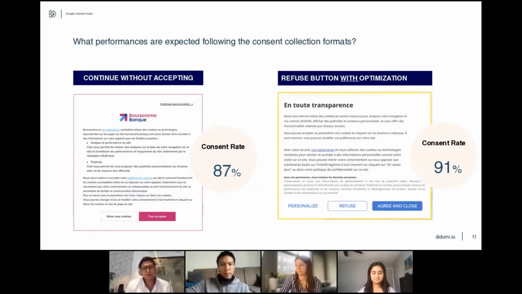So there is also one thing, especially for our clients and users in France, which is the continue without agreeing versus the agree and close button. And as you know, you have these two formats. In our experience, when all this is fully optimized, it means that we have a full screen format with a text that is introducing us to the question, with the two buttons clearly identified. The consent rate is higher in the agree and close format.